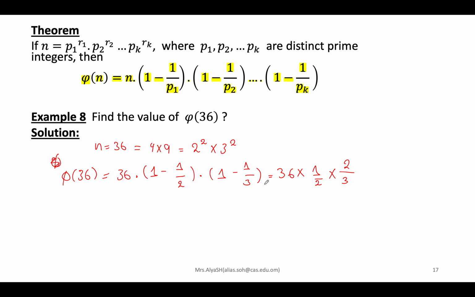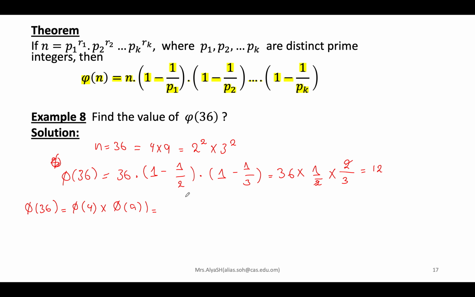So here we got that 2 will go with 2. 36 divided by 3 equals 12. If we want to use the previous one, then we need to find that phi 36 is equal to phi 4 multiplied by phi 9.